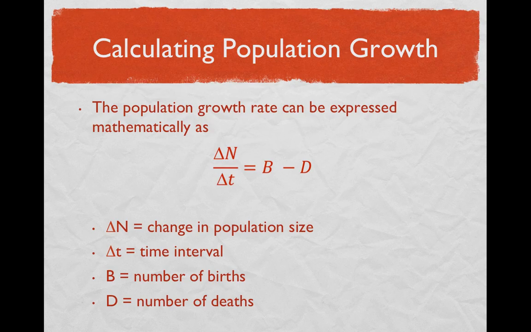So we can take all of this and look at it mathematically, and we'll do some practice problems with this at a later point in time. But here we're taking your change in population, or that delta N, over your time interval, your change in time, and all we're saying is that change in population size over time is going to be expressed by the number of births minus the number of deaths. And here we're not taking into account who's moving in and who's moving out. We're simply looking at the number of individuals we're adding birth-wise versus the number of individuals that are dying off.